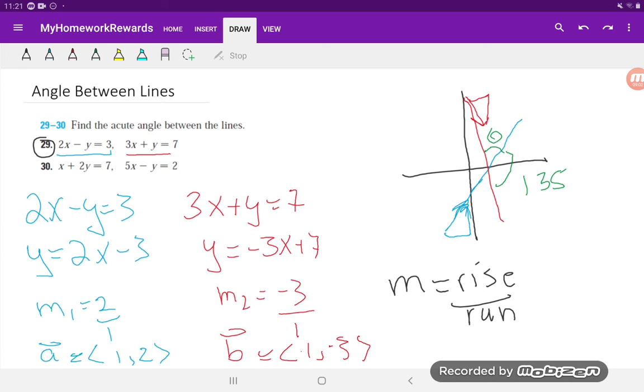I encourage you to try question number 30 over here, which is very similar. And you can use the same two steps that we used to solve this problem.